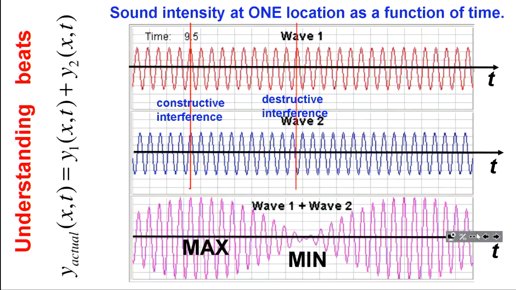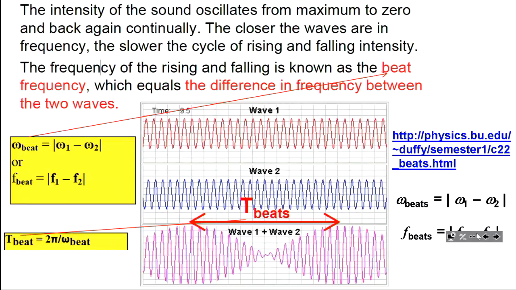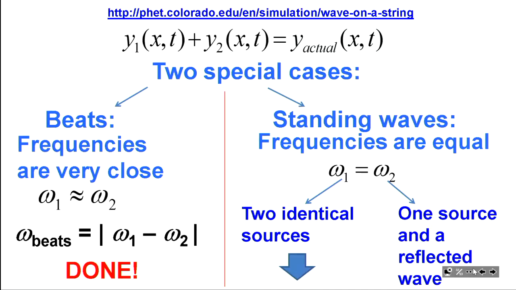And from here to here, or from here to the next minimum of intensity, we have exactly one beat period. And you can see that the time for one period and the time for one beat period are very different. And the equation is very simple. You can play with the applet. The beat frequency is just the difference between the actual frequencies. And we are done with beats.